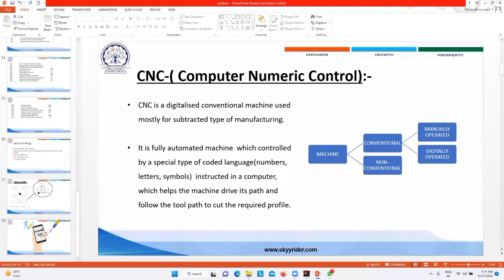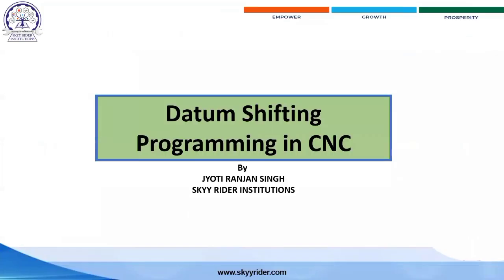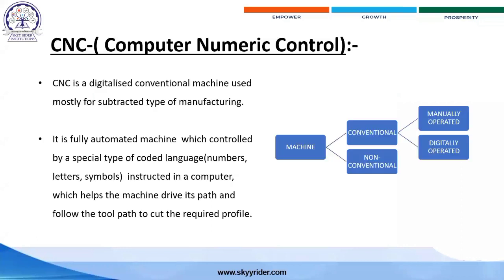Okay, basically today we'll be learning about the datum shifting program in CNC. So how the datum shifting program is written in a CNC program, that will be seen. Before that, let me tell you what a CNC is. CNC means a digitalized conventional machine used mostly for separate types of manufacturing.